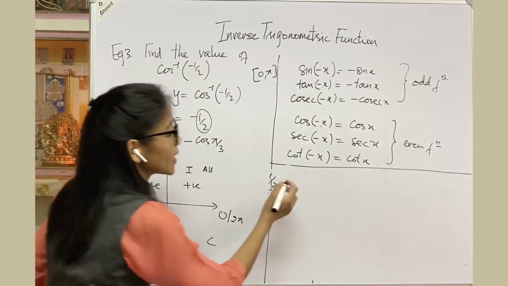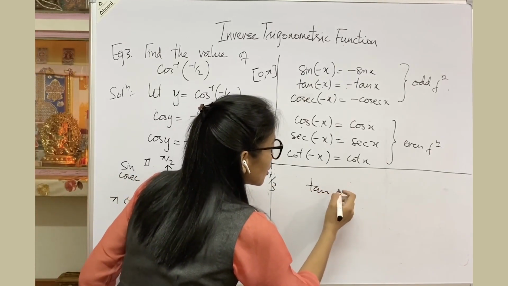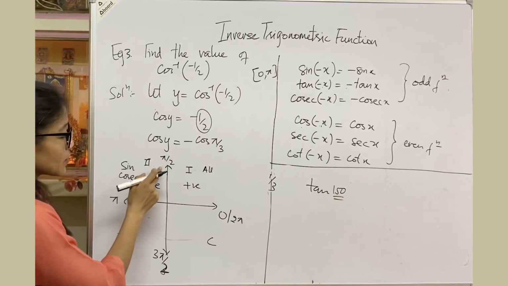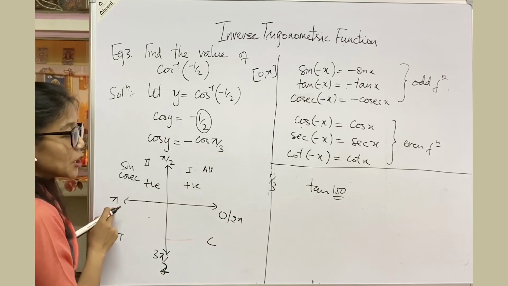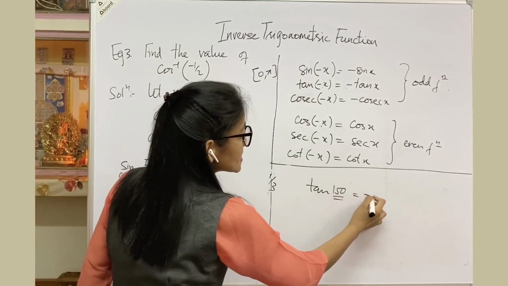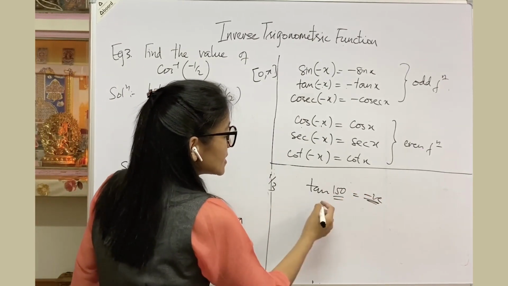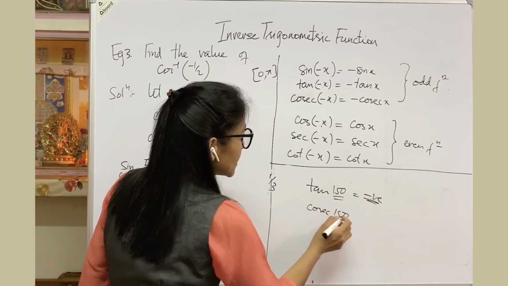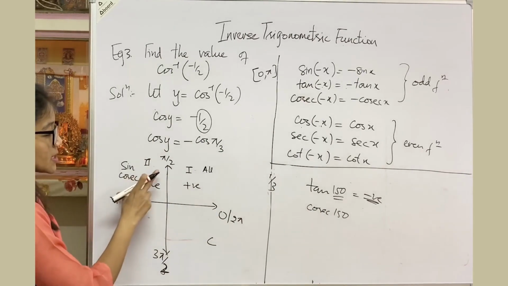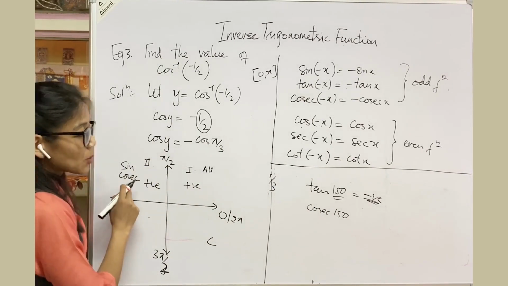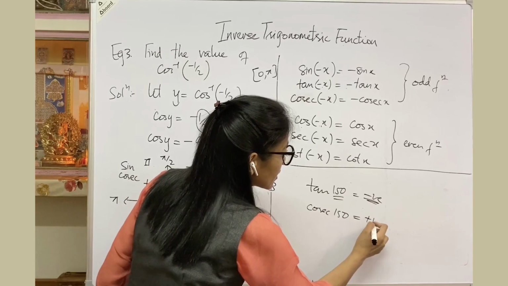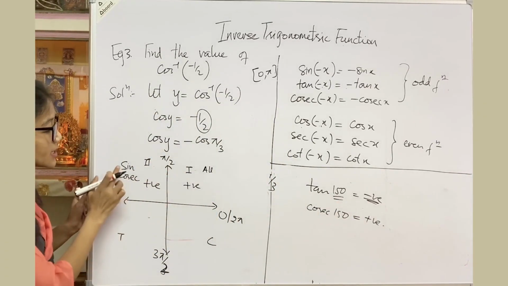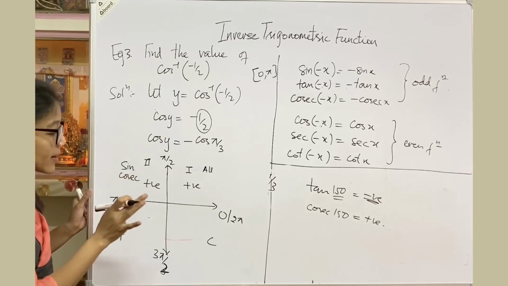For example, if I write tan of 150, 150 is in this interval, 90 to 180. So tan of 150 will give you some negative value. Similarly, if I write cosec of 150, which is in this interval, in the second quadrant cosec is positive. So whatever value you get, it will be positive. This is what I mean to say. So in the second quadrant, sine and cosec are positive, the rest 4 are negative.